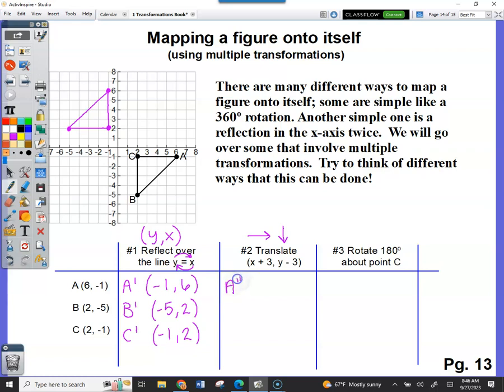We are going to call these A double prime, B double prime, and C double prime because this is a domino transformation. We are taking each new image and moving it yet again. So we have to add an additional prime apostrophe to represent that.